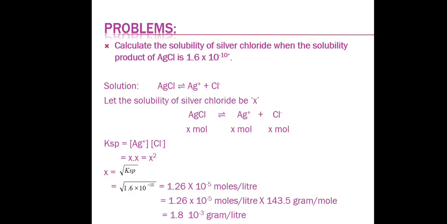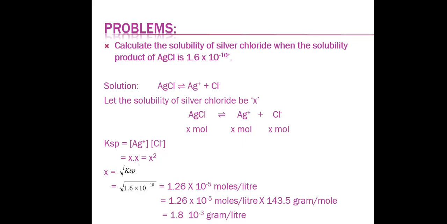Let the solubility of silver chloride be X. Okay, since we don't know, we are representing it as X. So you can see after that, in that equation we have written X moles. If X moles of silver chloride are soluble, then how much mole of Ag plus will you get? X mole. And how much mole of Cl minus will you get? X mole. I hope it is understandable, because in the dissociation equation you can clearly see that 1 mole of AgCl will give you 1 mole of Ag plus and 1 mole of Cl minus. So X mole will give you X mole of Ag plus and X mole of Cl minus.